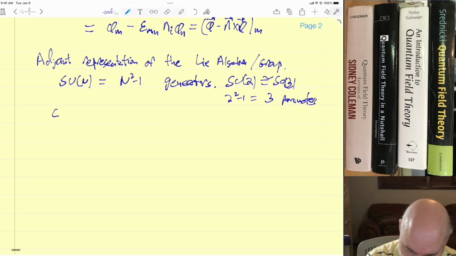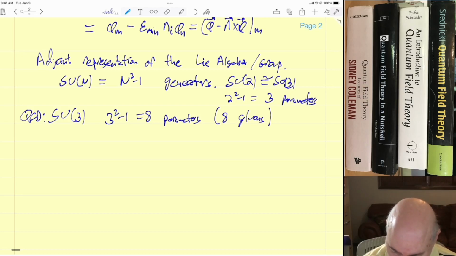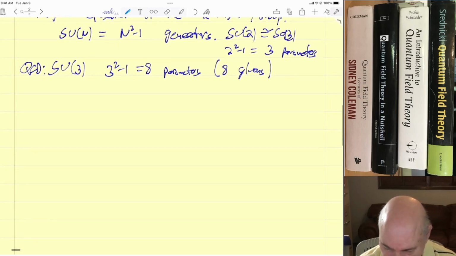If we were to do QCD, SU3 would have 3 squared minus 1 equal 8 parameters. And you notice that we also have 8 gluons. So in the adjoint representation, with respect to each parameter, we get a gluon.